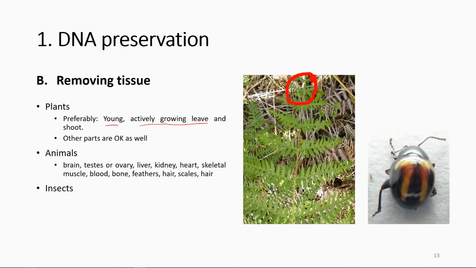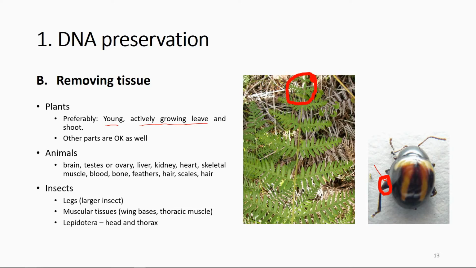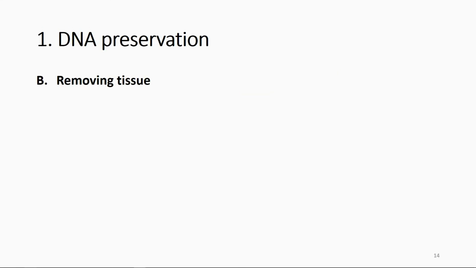For insects, usually you will take a piece of the leg, okay, here, this part, where inside the skeleton there is a lot of muscle tissue. So this part is rich in DNA. Or we can get the muscular tissue from the wing. And for the butterfly, you can get the DNA from the thorax or head.